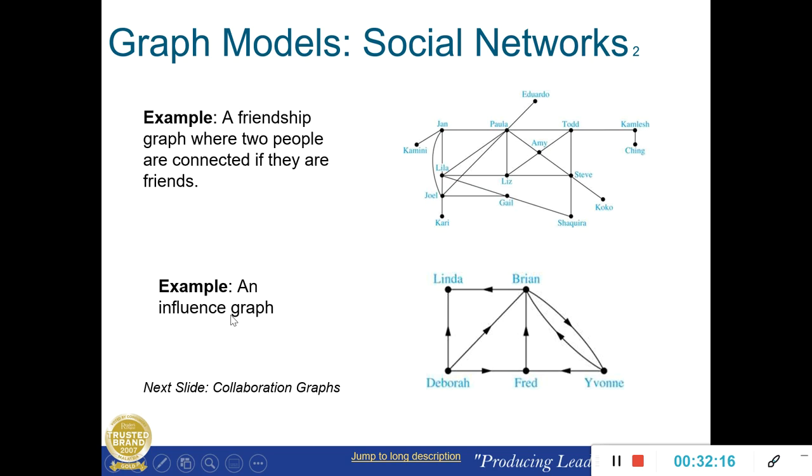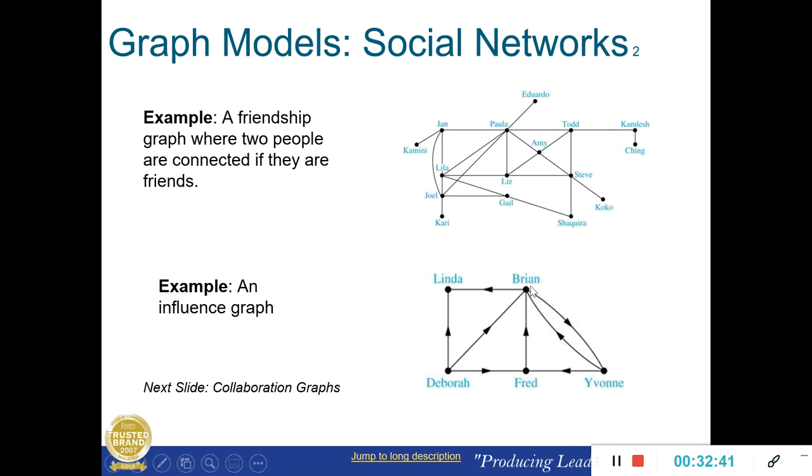And the influence graph. So you have Deborah, who can influence Linda, Brian, and Fred. And no one can influence Deborah. Deborah is quite independent. But sadly for Linda, she can never influence anyone, but she can be easily influenced by Deborah or Brian. So this is an influence graph.